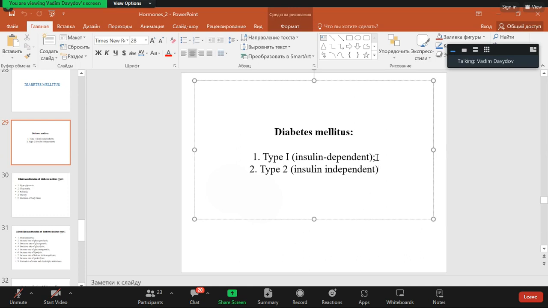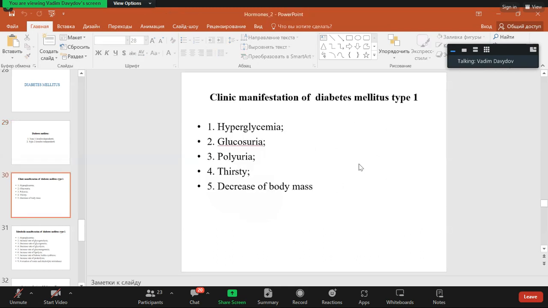In the previous semester we talked about the causes of diabetes mellitus type 1 and type 2. We talked about the contingent of patients, the age contingent of patients. For that reason, I won't return to that question.